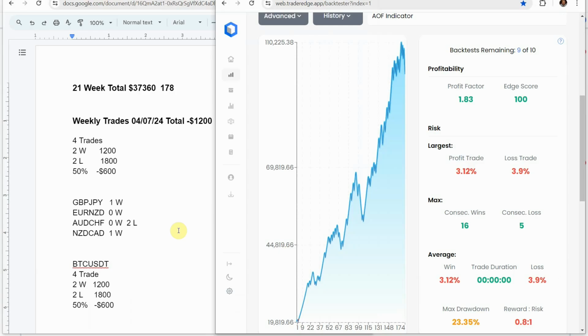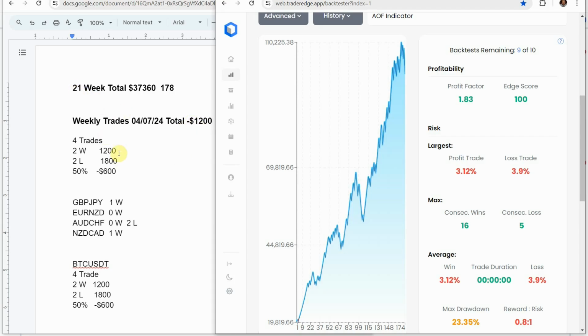Alright, let's go ahead and go over the weekly signal. So this is using the Academy of Forex indicator on these 4 Forex pairs and this one crypto coin. This is on the 30-minute time frame. Each week we keep track of the trades the Academy of Forex indicator has signaled. So last week on the Forex pairs, we had 4 trades altogether, 2 winning trades, 1 losing trade, a 50% win rate. That would have put us down $600 on the week. Same deal with the crypto coins, 4 trades, 2 winning and 2 losing, 50% win rate, down $600 for the week. We would have been down $1,200.